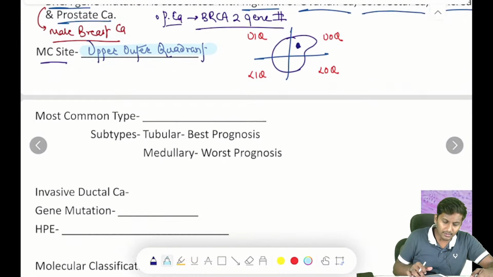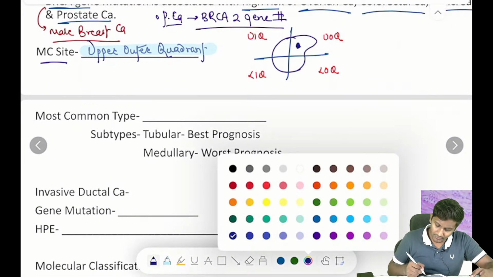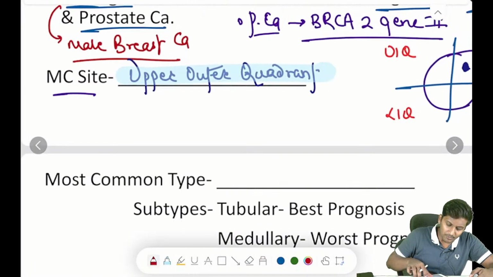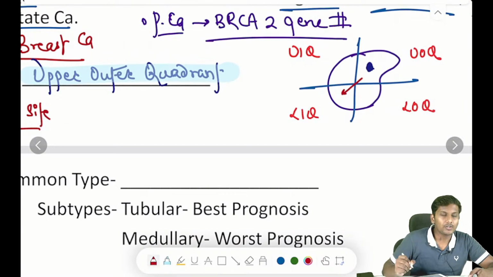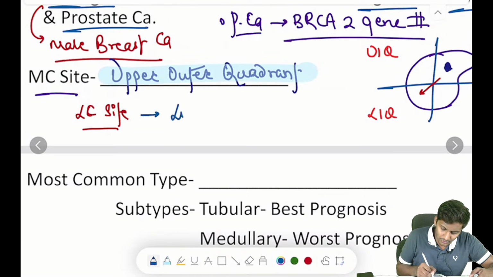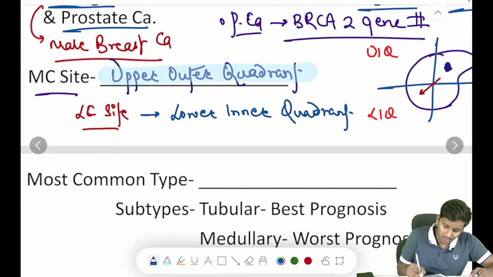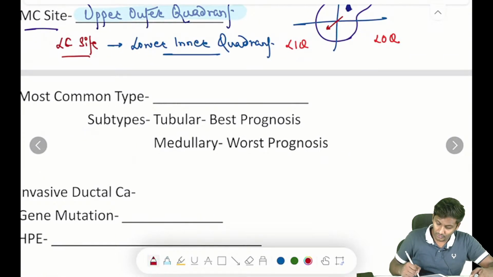No problem till here? That has to be remembered. Okay? This is a very common question. And if they ask you the least common site, be prepared for that as well. Completely opposite to this will be your least common site. What comes completely opposite? The lower inner quadrant. So please remember the lower inner quadrant will be the least common site of a breast cancer. Okay? So that is important.